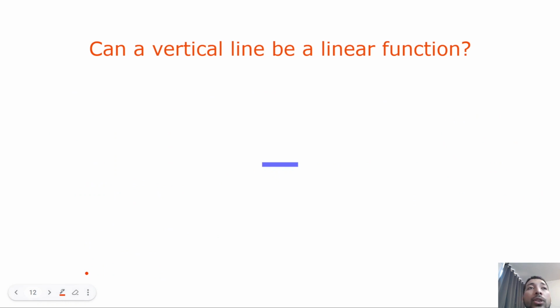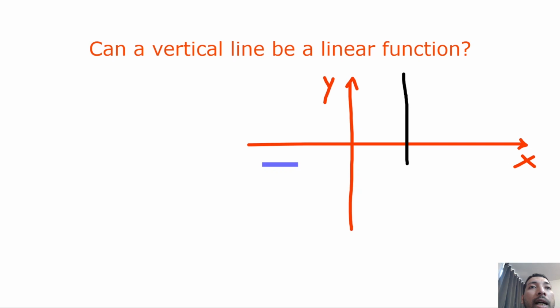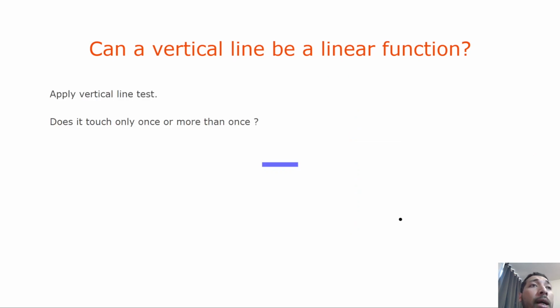Let's do a quick knowledge check over here. Can a vertical line be a linear function? If we look at any vertical line, can this vertical line be a linear function? So the answer is simple. We can apply the vertical line test. Does it touch only once or more than once? So let's see over here.